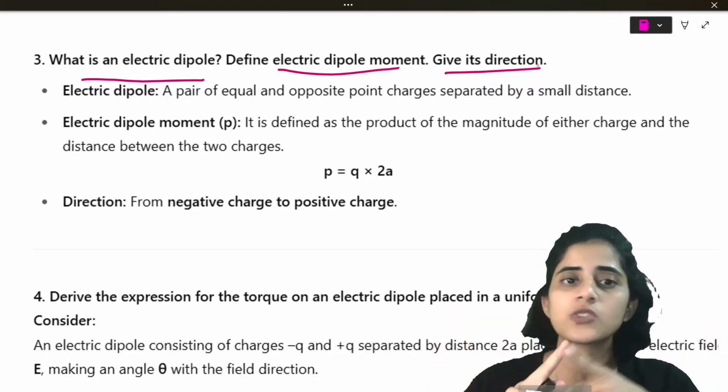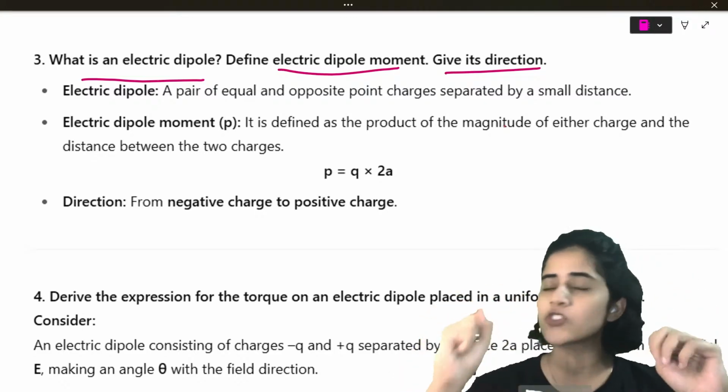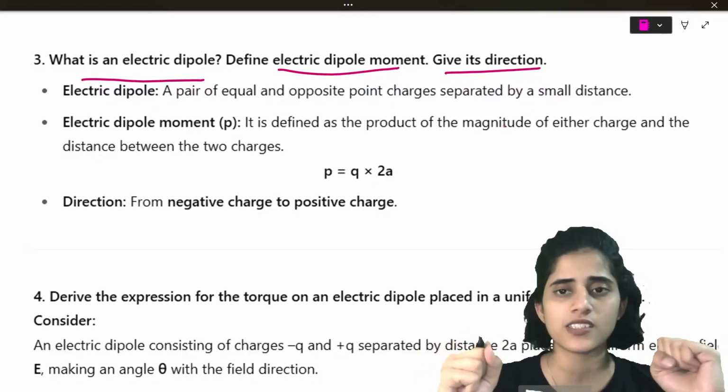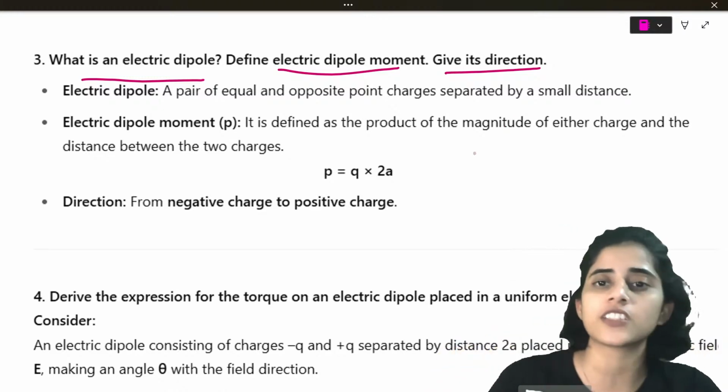So first one, what is an electric dipole? If you have two charges, okay, if you have a plus charge and a minus charge, and you keep them at some separation, some distance, usually the distance is 2a, okay, then you call it an electrical dipole.